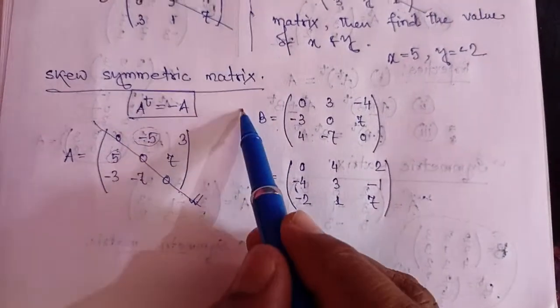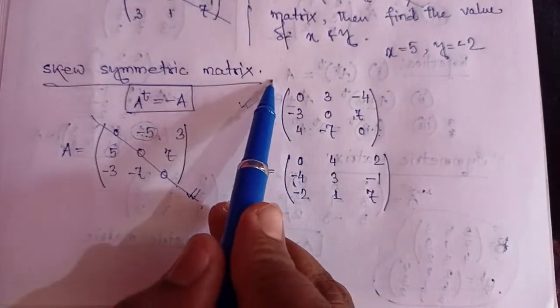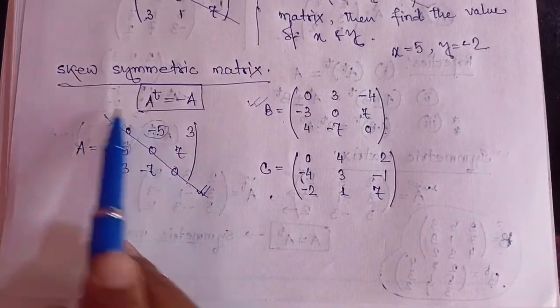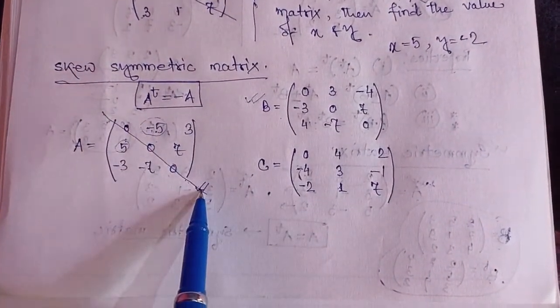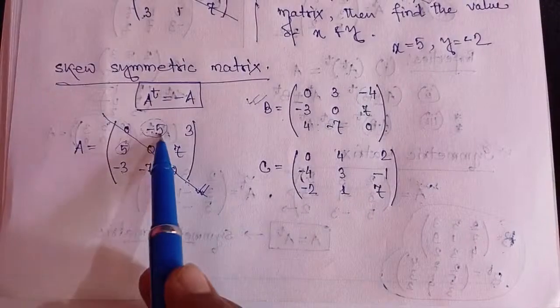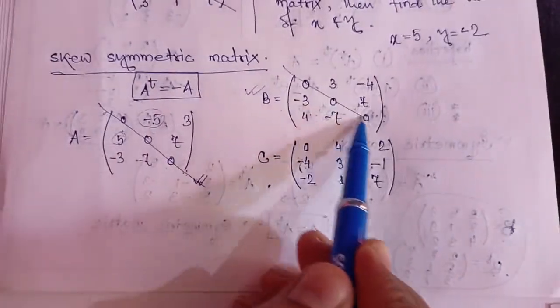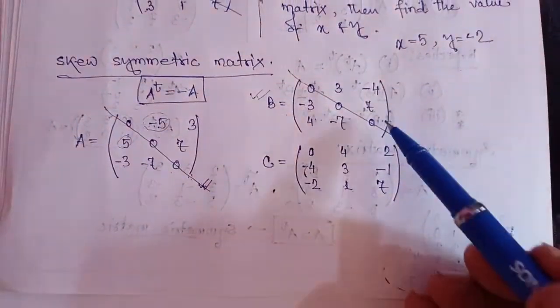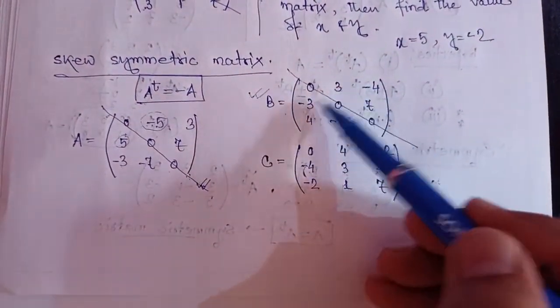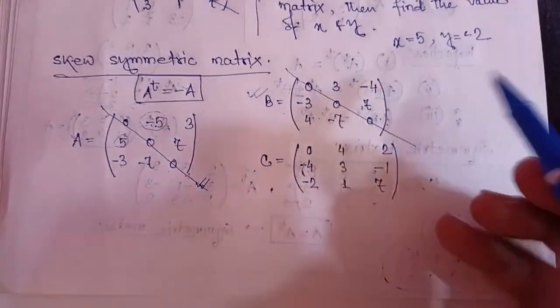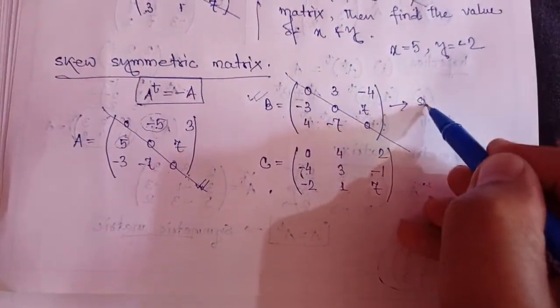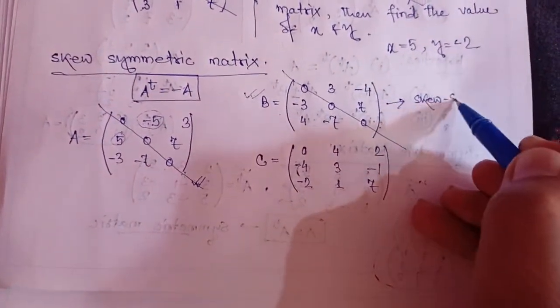So if we check the B matrix, what was the criterion? All the principal diagonal elements should be 0, and with respect to the principal diagonal, opposite elements should be there. So let me check. All principal diagonal elements are 0. With respect to the principal diagonal, opposite elements are there on both sides. So it will be a skew-symmetric matrix, obviously. Understood?